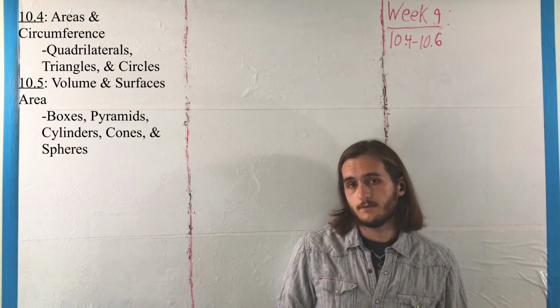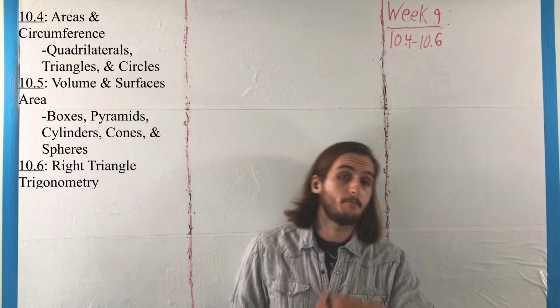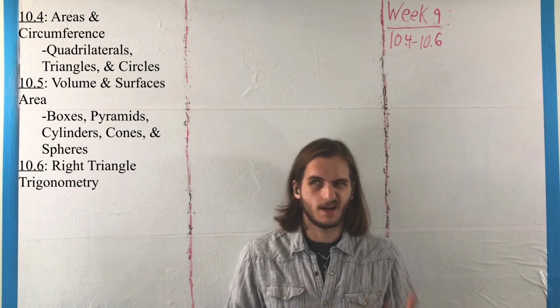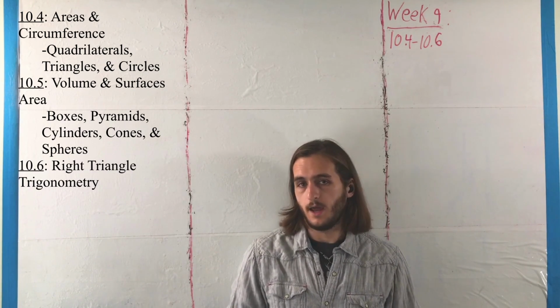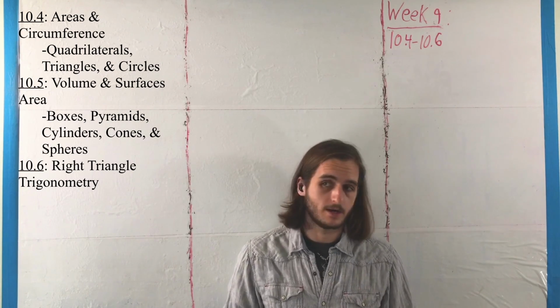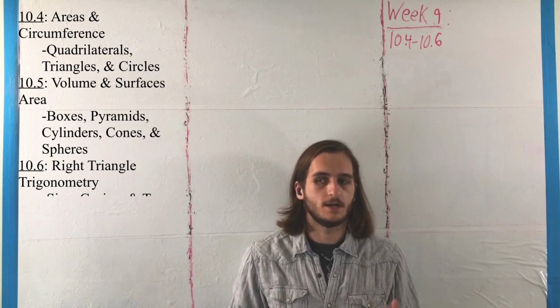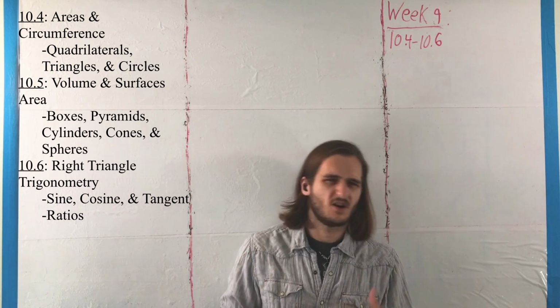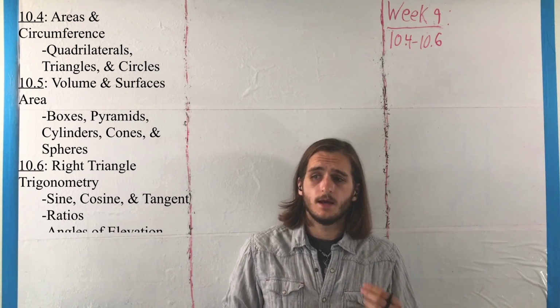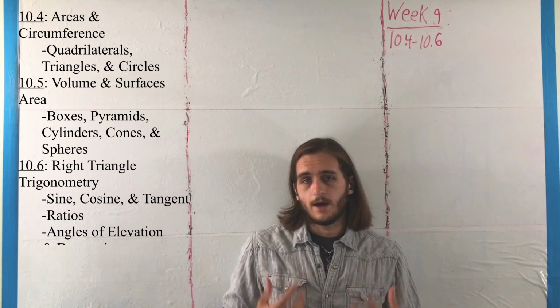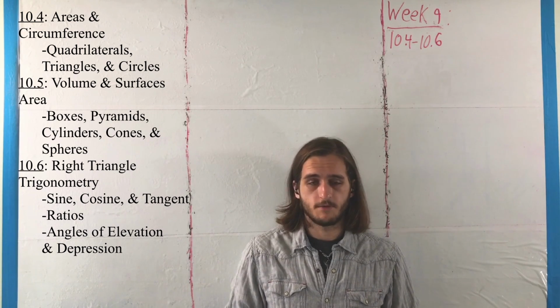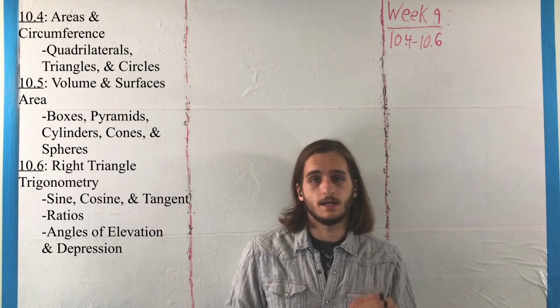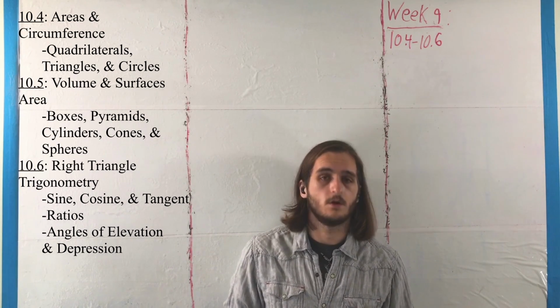Then we'll finish off what we have here with section 10.6. We're going to be going back to the triangle. We're going to be finishing off kind of where we started to look at right triangle trigonometry, basics of there with sine, cosine, and tangent in terms of what our ratios are, a little bit about where they come from, and how we can use some of these ratios, some of these ideas here in the real world.